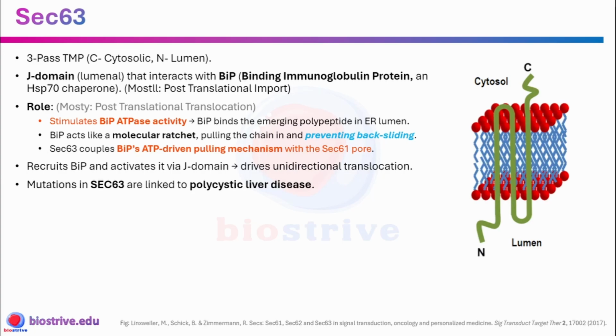It stimulates the BiP ATPase activity, which ensures the pulling of protein into the ER lumen. It acts as a molecular ratchet, pulling the chain in and preventing backsliding. SEC63 mutations lead to polycystic liver disease in some cases as well.